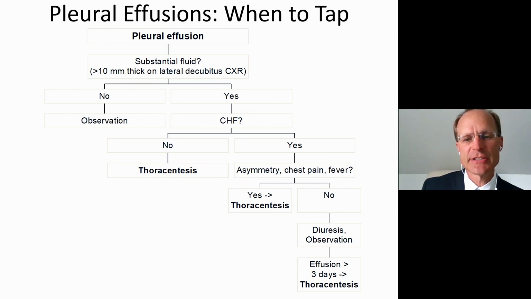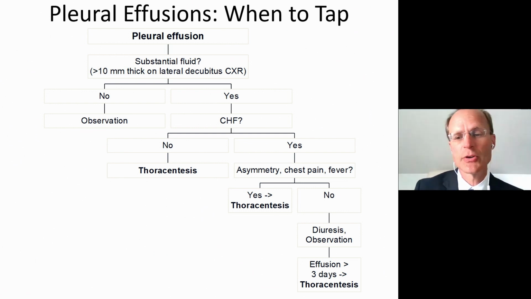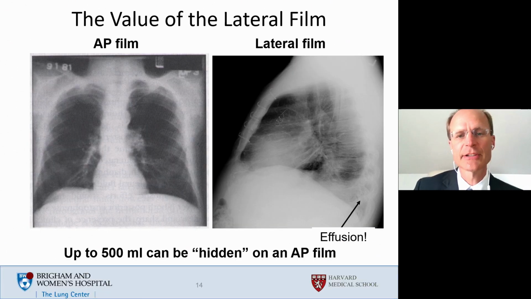If heart failure is not present and the pleural effusion is greater than that, then a thoracentesis should be performed. And certainly if heart failure is present and there's fever or asymmetry or pain, a thoracentesis is performed. Otherwise, observation under diuresis is reasonable unless the pleural effusion persists despite the patient reaching euvolemia and effective diuresis.